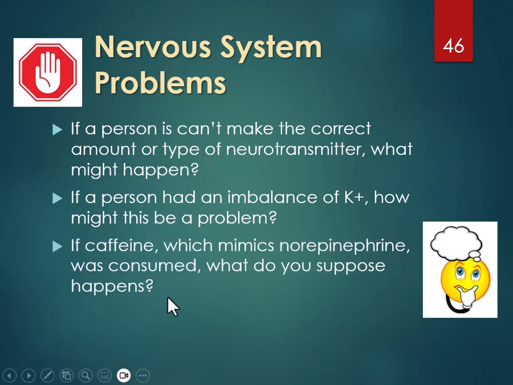If caffeine, which mimics epinephrine or norepinephrine, was consumed, what do you suppose happens? Well, it makes your heart rate go up. It makes your liver produce glucose. It makes you more alert. Okay, just like the hormone does, norepinephrine. So we like that feeling. Some of us really like caffeine. We're addicted to it, right? Because it helps increase your blood sugar and makes you feel more awake.